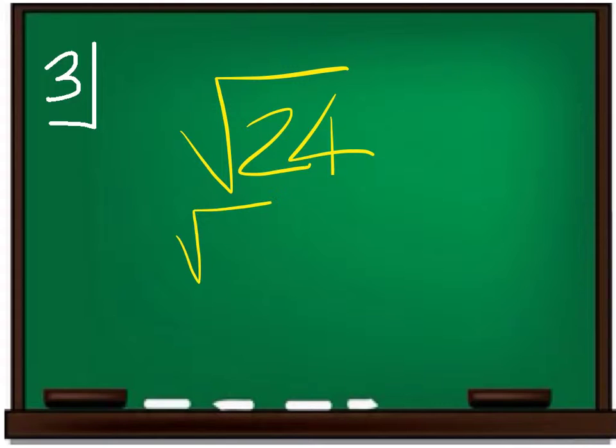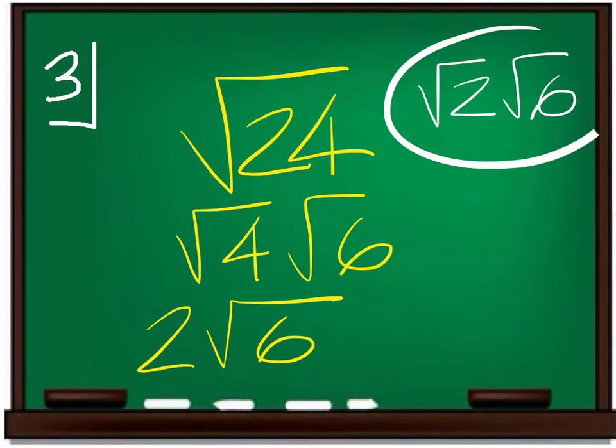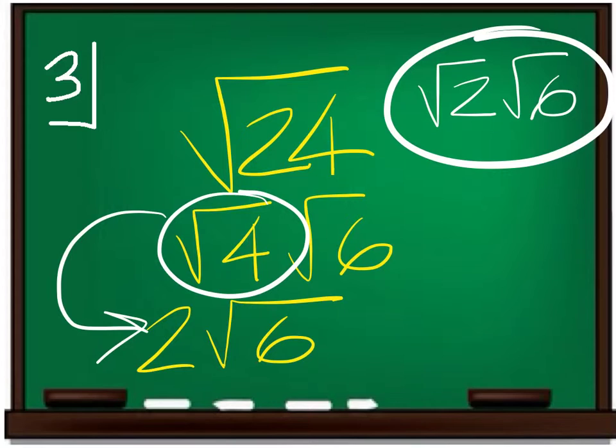This one breaks up as square root of 4, square root of 6. Your answer should be 2 square root of 6. It cannot be square root of 2, square root of 6. Once you take the square root of a number such as this, the sign disappears. It does not keep going on.